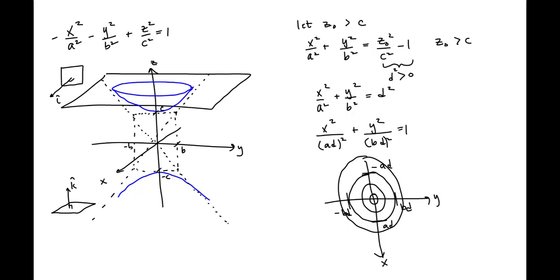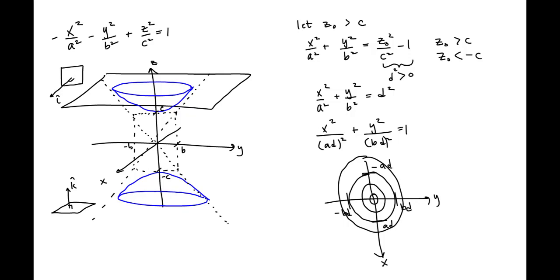Now you might have guessed that this z naught greater than c also applies for z naught less than minus c. And that's because the z naught is squared. This is good for both plus or minus c. So we would have the same ellipses down below, describing our hyperboloid of 2 sheets.